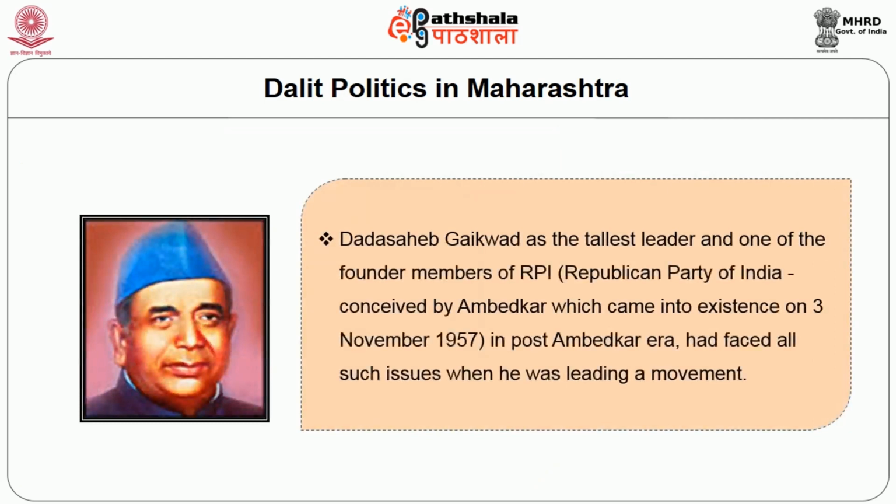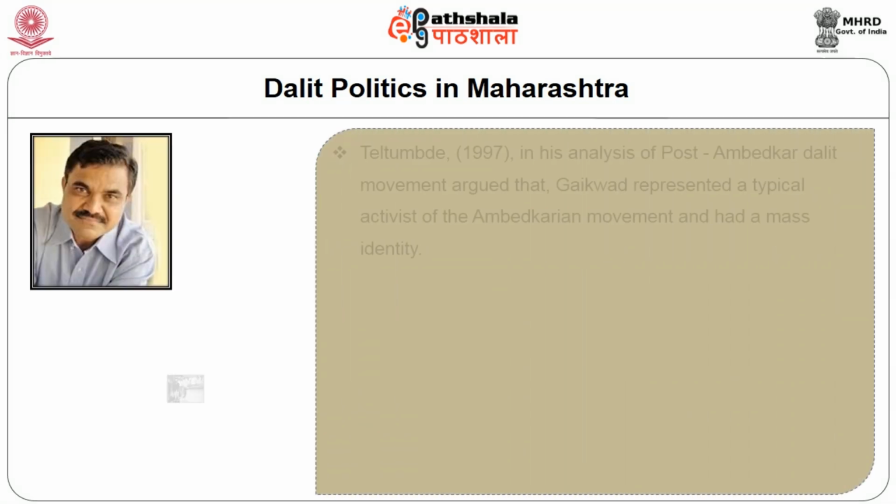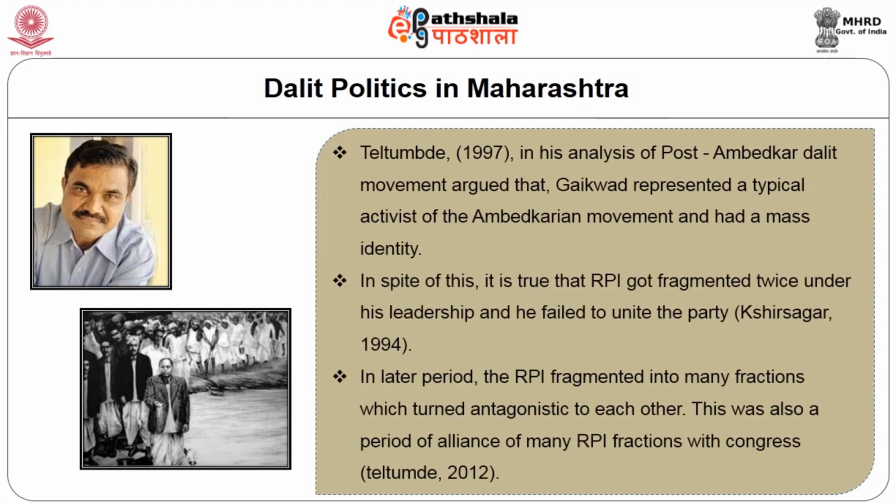Dada Sahib Gaikwad, the tallest leader and one of the founder members of the RPI, conceived by Ambedkar, which came into existence on 3rd November 1957, faced all such issues in the post-Ambedkar era when he was leading the movement. Tel Tumde, in his analysis of the post-Ambedkar Dalit movement, argued that Gaikwad represented a typical activist of the Ambedkarian movement and had a mass identity.